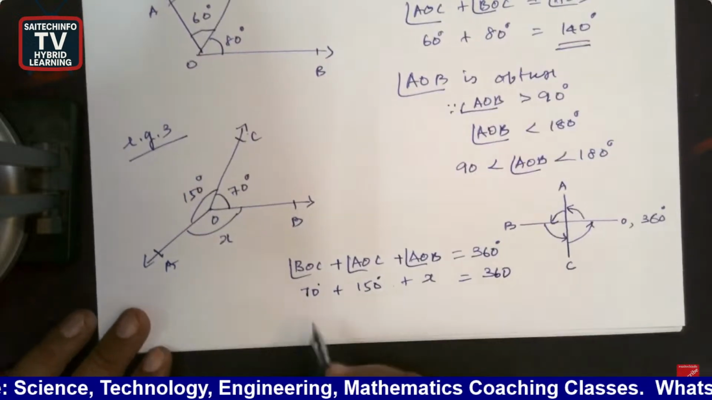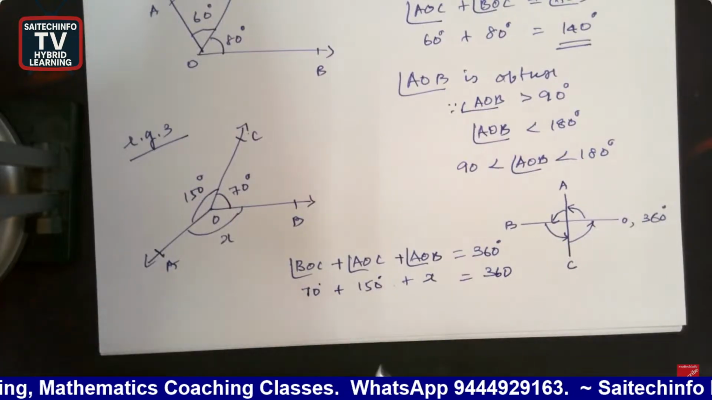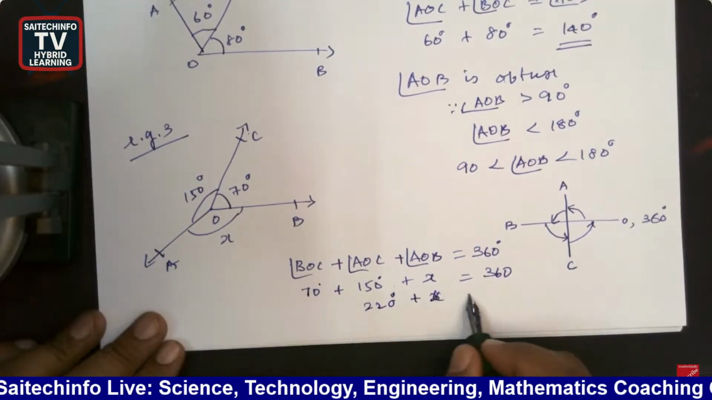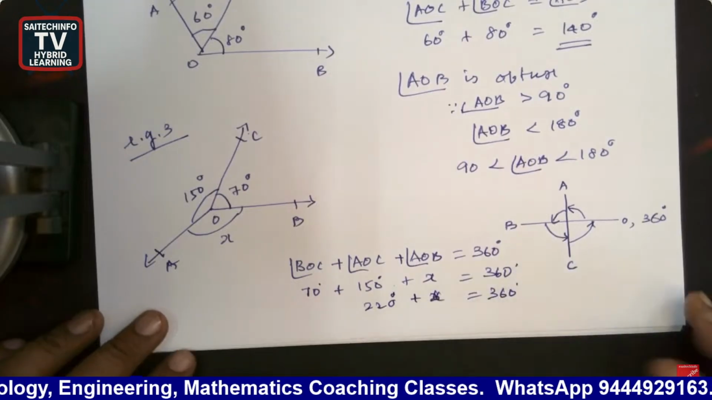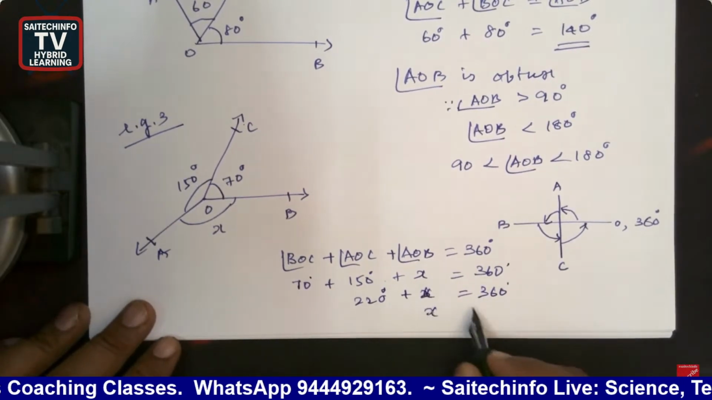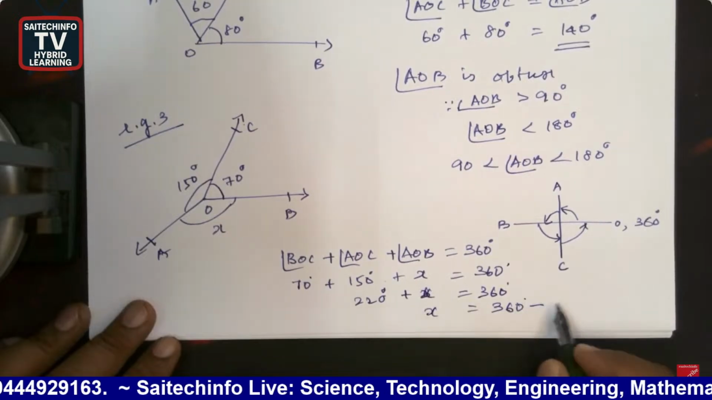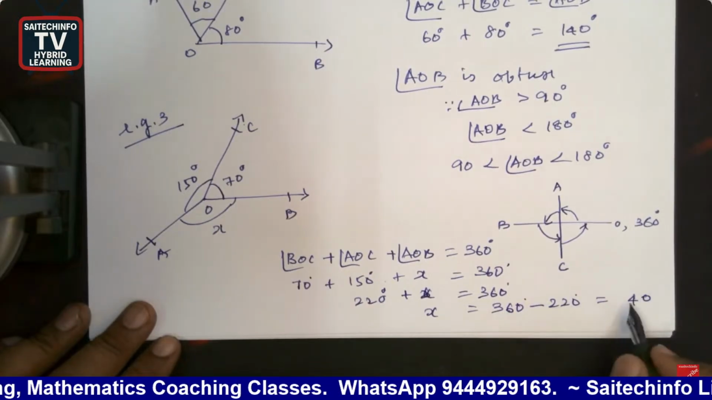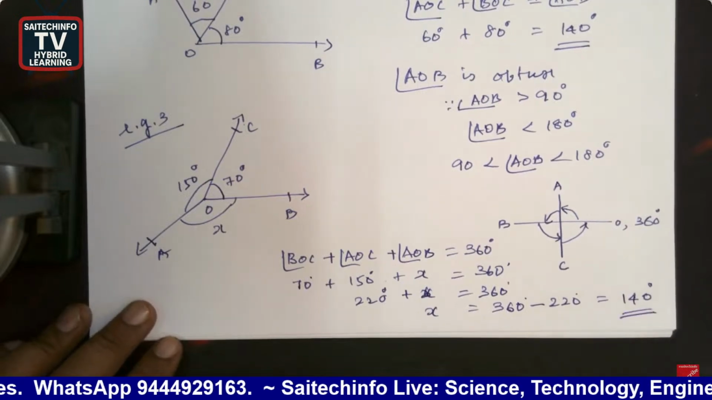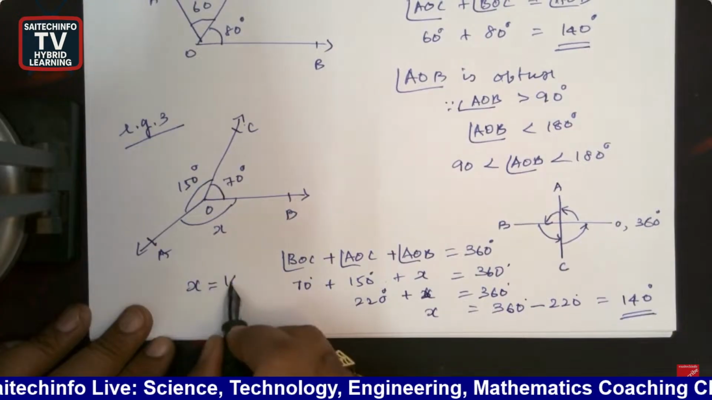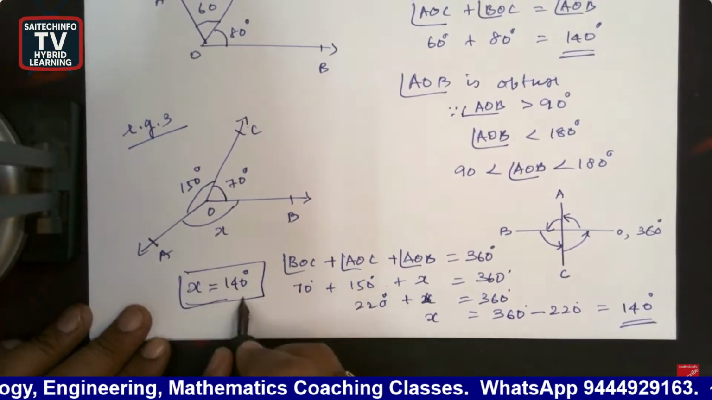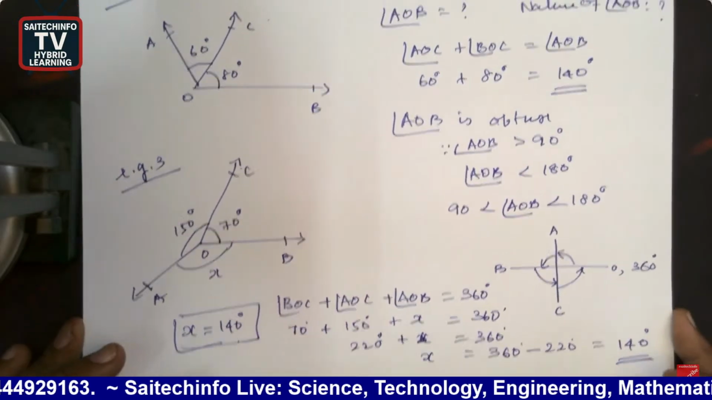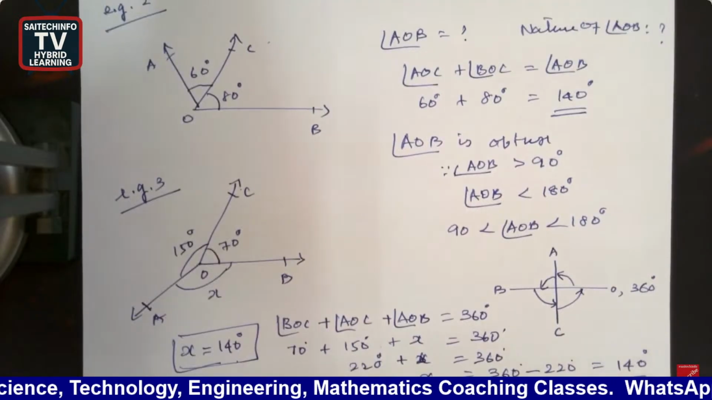So what can you do? 150 plus 70, how much? 220 degree, plus X is equal to 360 degree. Right? Now X is equal to 360 degree minus 220 degree. How much? 6 to 4, is it not? 3 minus 2, 1. So it is 140 degree. So you can declare X is equal to 140 degree. So likewise, by knowing these concepts, we can find out the unknown angles. These are all about the lines and angles.